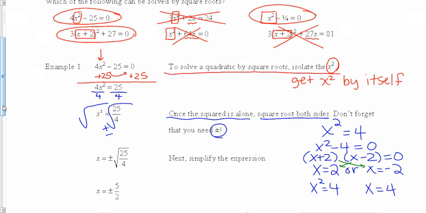So now that I've got this square root, I can't leave a square root that looks like that, so I need to simplify whatever the expression I have is. Remember, if I have a fraction, try to see first, could I just reduce the fraction? Does 4 go into 25? No, it doesn't. But what's the square root of 4? The square root of 4 is 2. And what's the square root of 25? The square root of 25 is 5. So I wind up with two answers, plus or minus 5/2.